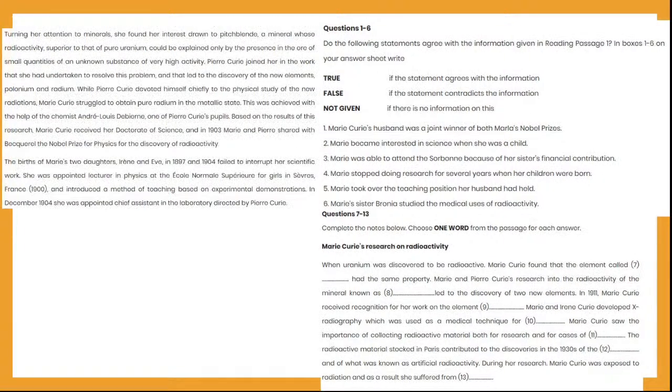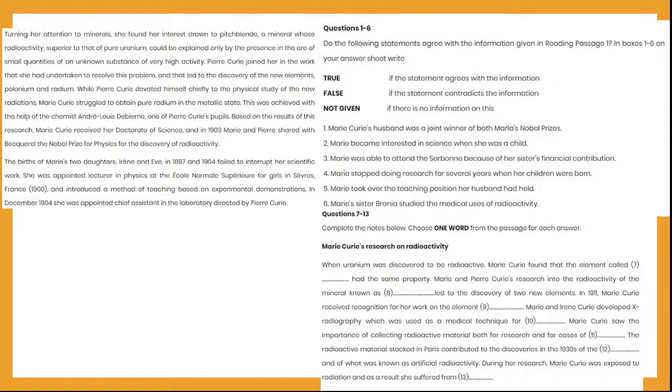Let's see what's in there. Okay, now turning her attention from elements to minerals, she started working on minerals. She found her interest drawn to pitchblende, I think I'm saying it right, a mineral whose radioactivity, superior to that of pure uranium, could be explained only by the presence in the ore of small quantities of an unknown substance of very high activity. Something very technical is mentioned here, right? So it was something called pitchblende, which was a mineral, and its radioactivity was superior to uranium.